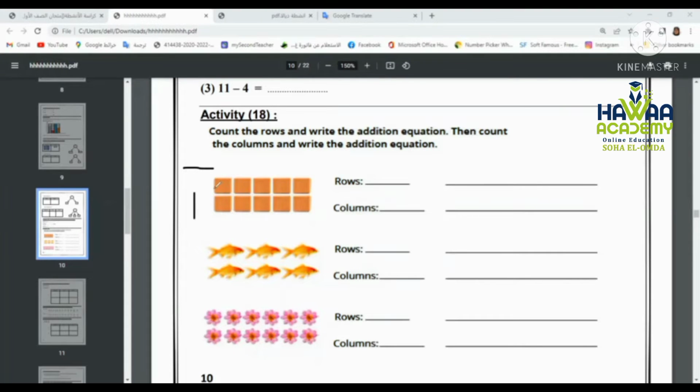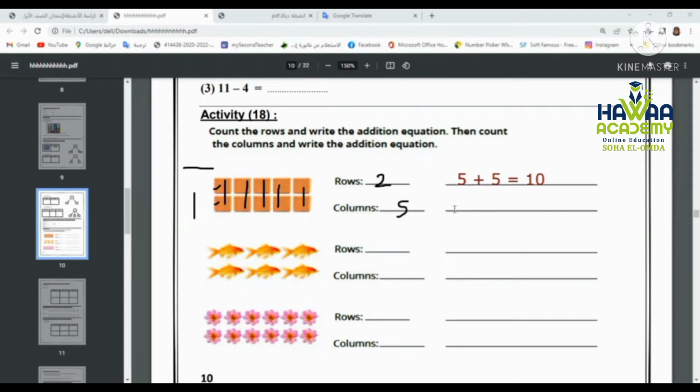Let's count the rows. Here's 1, 2. So we have how many rows? We have just 2. How many columns do we have? Here is 1, 2, 3, 4, and 5. So we have 5 columns. Now we need to write the 2 addition sentences. Here we go. So we have 2 rows, each row has 5. So 5 plus 5 will be, very good, 10.